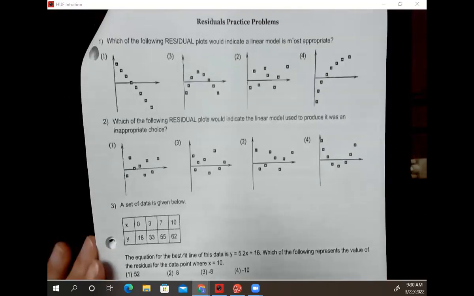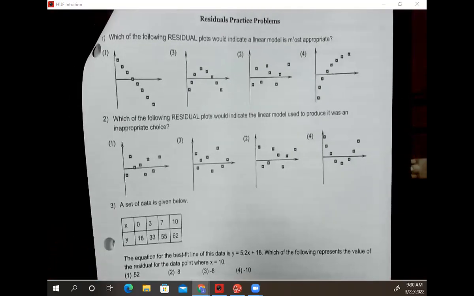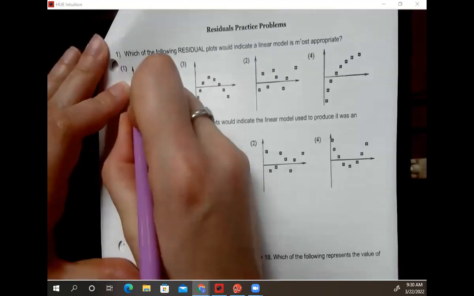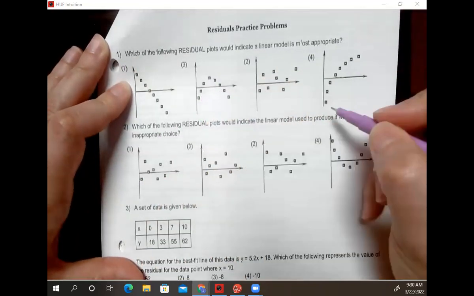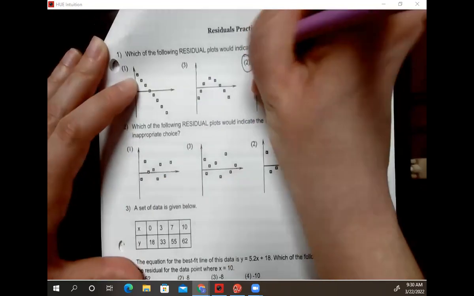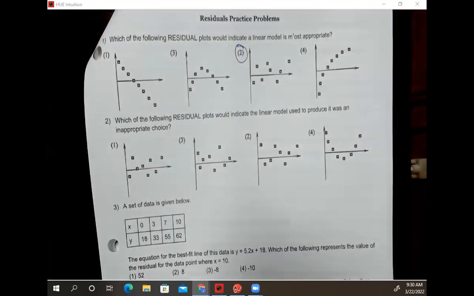So for number 1, it says, which of the following residual plots would indicate that the linear model is appropriate? So remember, I want a residual plot that has no pattern, no predictable pattern to it. So which of these tells me that I have a good model? Which of these residual plots tells me I have a good model? 2, yeah. That has a pattern, that has a pattern, this has a pattern. 2's got no pattern. 2 is chaos. That's what we like out of our residual graphs.